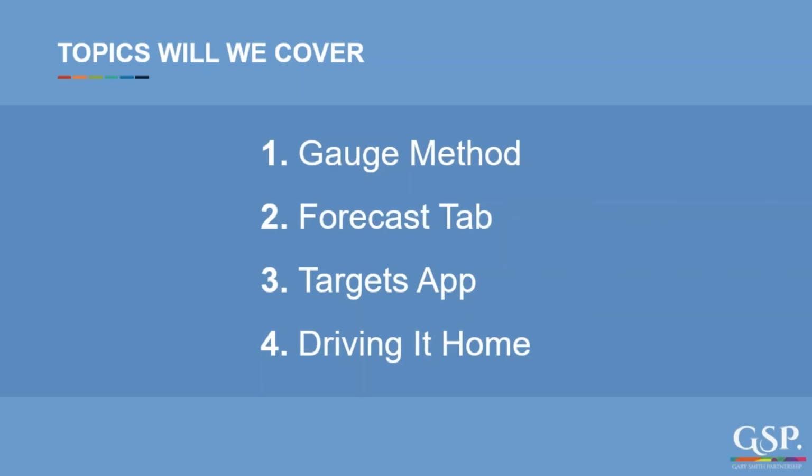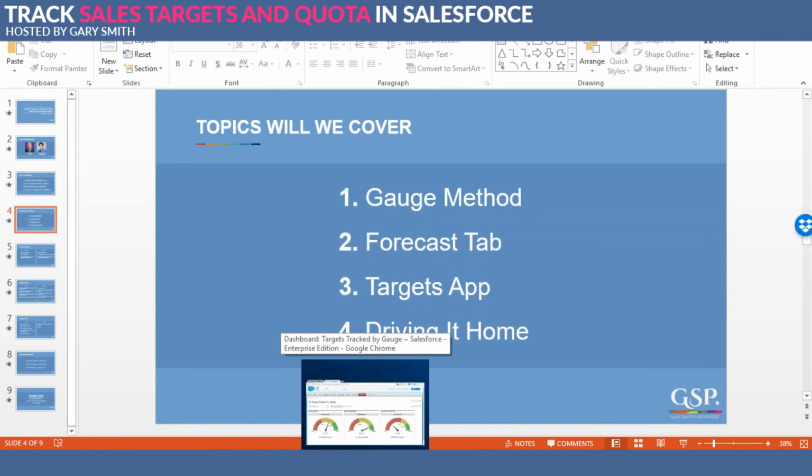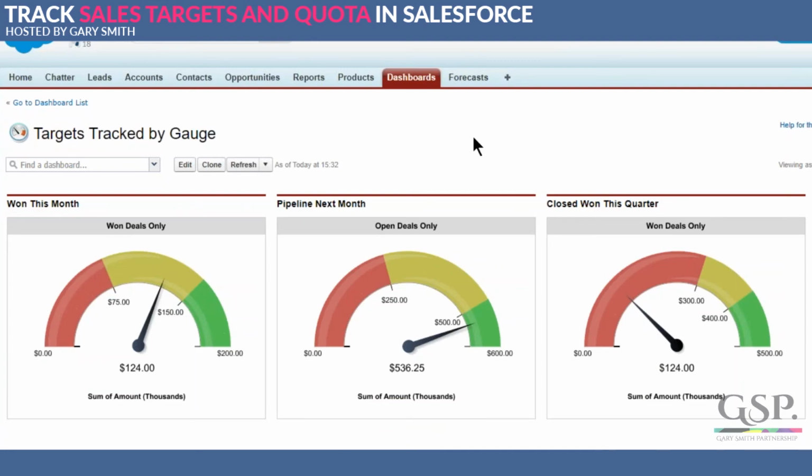Without further ado, let's go over to Salesforce, and let's go through the first of those, the gauge method. I'm going to focus primarily on using the Classic edition for the simple reason that the majority of our customers are still using the Classic dashboards and Classic interfaces, but everything I show you works equally well in Classic or Lightning. It's just a slightly different interface, but apart from that, everything is the same.